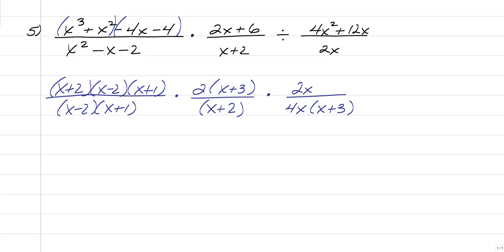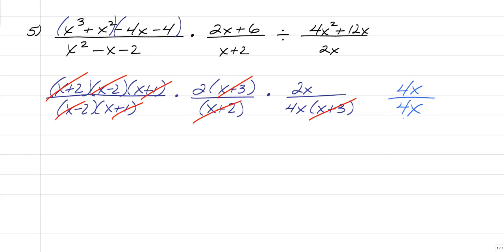So a lot of work up front, and this is essential for having good factoring skills. So now go see if you can find some things that are in common. So we have the x minus 2s that cancel. We have the x plus 1s that cancel. We have these x plus 2s that cancel. We have these x plus 3s that cancel. And now all you have left is 2 times 2x, which is 4x, over 4x.